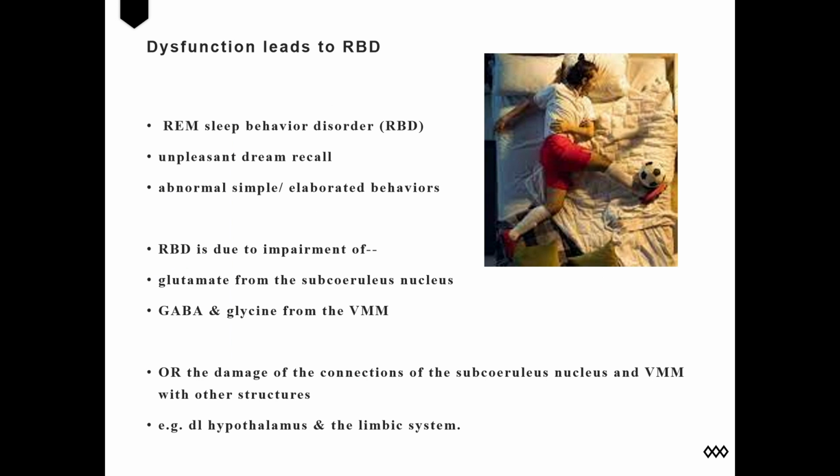Damage to the key structures that generate REM sleep paralysis could lead to the REM sleep behavior disorder, which is also called RBD. In humans, RBD is clinically characterized by unpleasant dream recall and abnormal simple and elaborated behaviors during the REM sleep. The impairment of glutamatergic neurotransmission from the subcoeruleus nucleus, and or the GABAergic and glycinergic neurotransmission from the VMM underlies the pathophysiology of RBD.